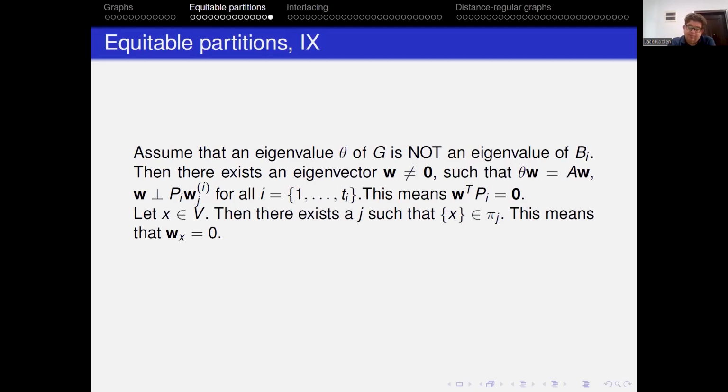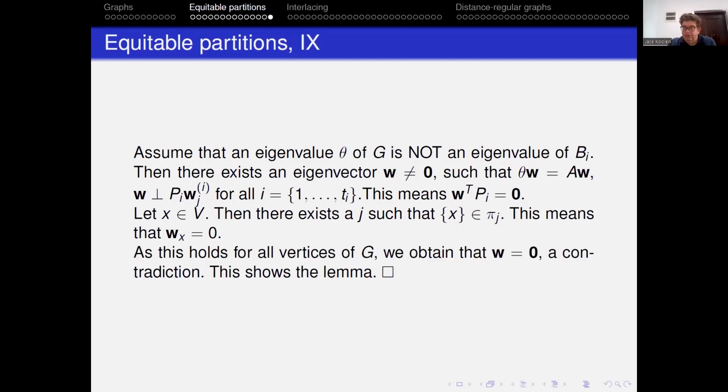Now we take x in the vertex set. Then there exists a j such that the singleton x is a part of that partition. So that means that w_x must be 0. So we get a contradiction because w is completely 0. And this shows the lemma.